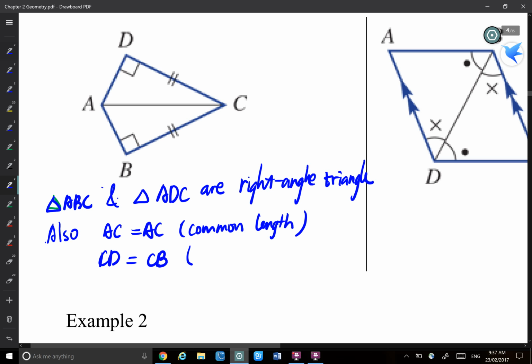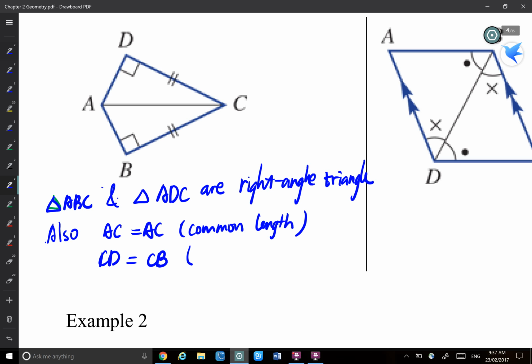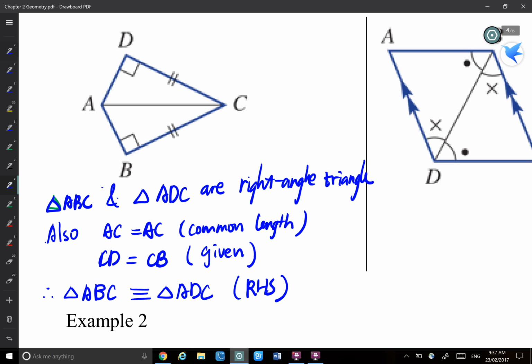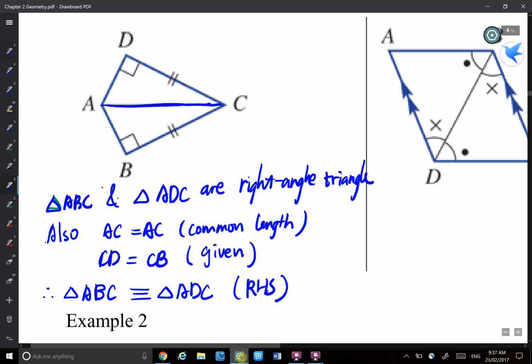CD equals CB. That's given. So triangle ABC is congruent to triangle ADC because of RHS: right angle, hypotenuse, and side. AC is the hypotenuse. DC and BC are equal, so those two must be corresponding sides.